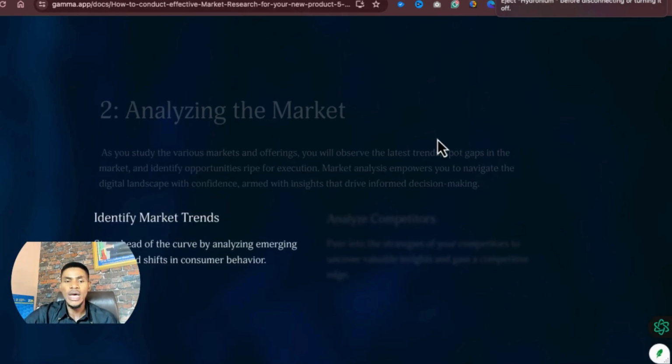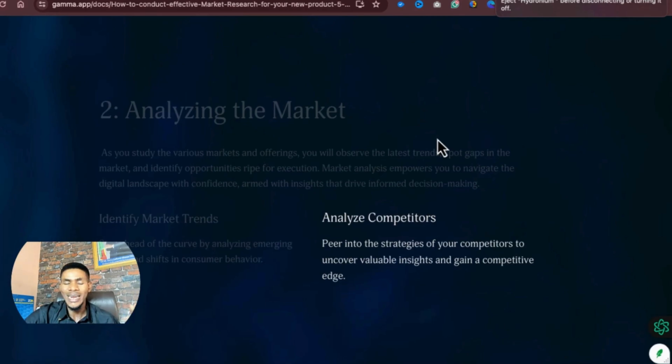In order for you to do that, you learn how to identify the trend. Whenever you are doing your research, the first thing to check for is the trend. If the trend is going up, you know you are in a good market. If the trend is already coming down, you know something is wrong. If the trend is at its peak, that is also a problem. So we analyze competitors. We look at people who are already in the market.